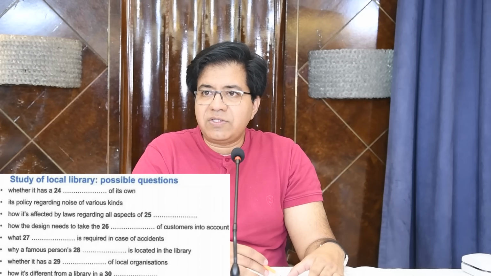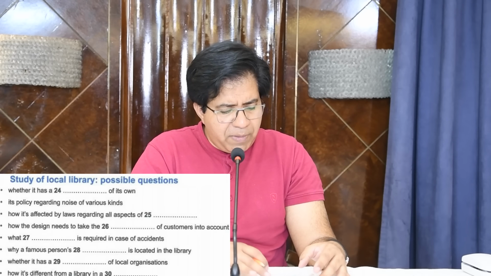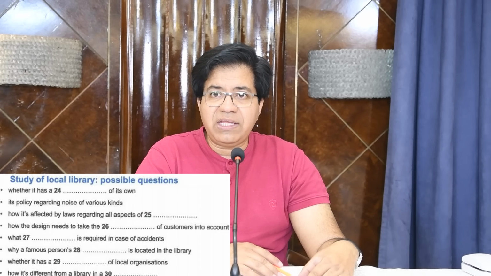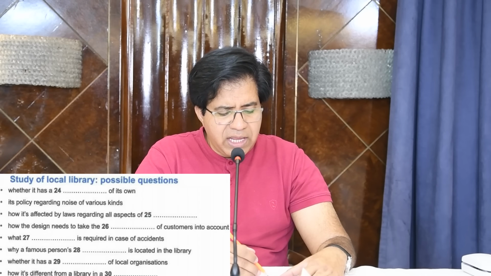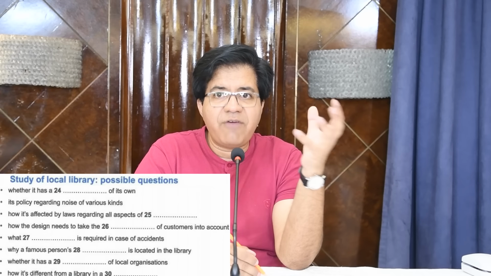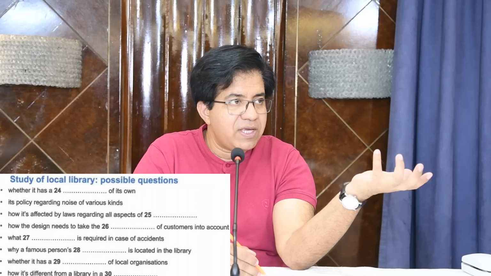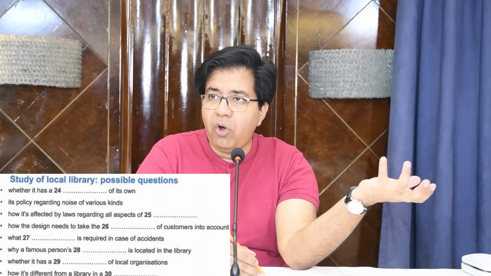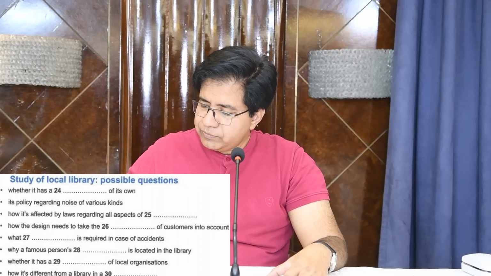Next, they're talking about noise of various kinds. So noise, but there is no question. Underline the word noise, and when they talk about it, you should know that. How it is affected. It means libraries. How libraries are affected by laws regarding all aspects of dash. Now, laws of what? For example, traffic laws. As we talk about traffic, so there can be traffic laws. So what type of laws? That will be your answer.